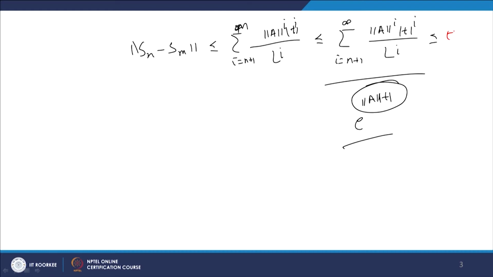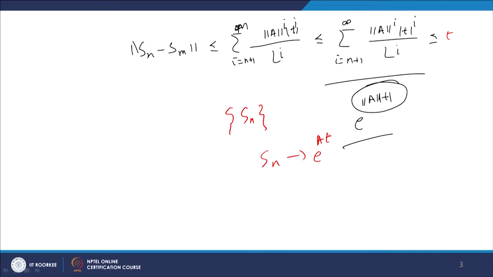So, here we are using the fact that Sn is a sequence of matrices which satisfies the Cauchy criteria, and hence we can say that Sn will converge to some limit, and we call this limit e to the power at.